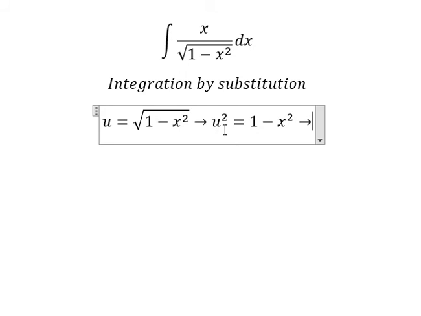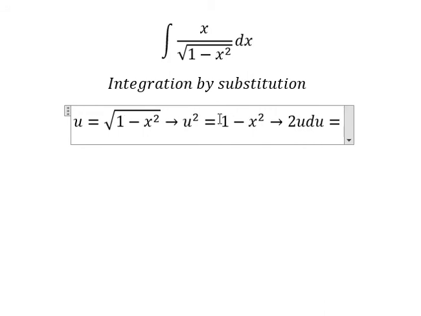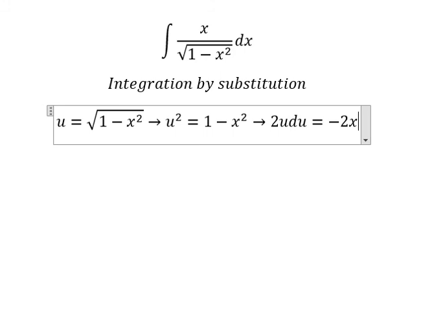Next, we need to first take the derivative of both sides. This one we have 2u. This one is a constant, so you get 0. This one we have negative 2x dx.